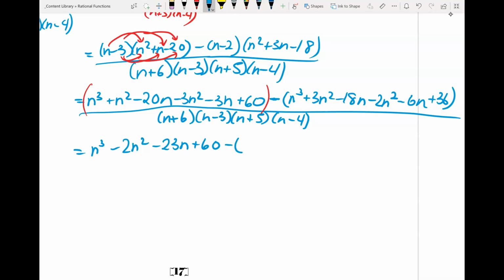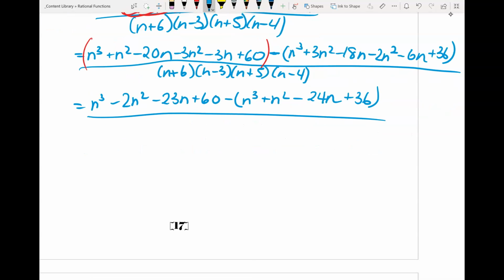For our next set of brackets, we have 1n cubed. For our n squared, 3n squared minus 2n squared is just n squared. Negative 18n minus 6n, negative 24n. And then we still have that positive 36 all over that LCD. Looks slightly better.